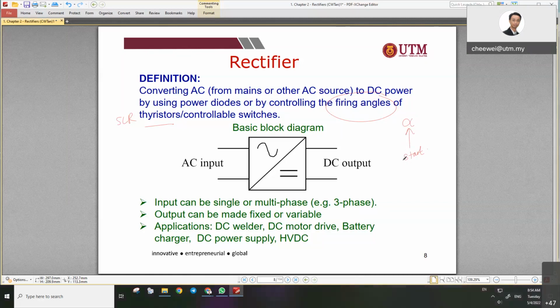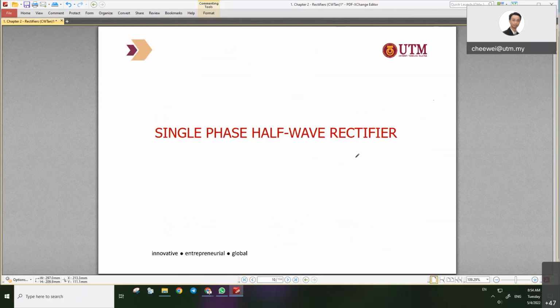What is the switch here? Thyristor. Can we control the diode? Cannot, because diode belongs to uncontrolled. So there is no firing angle for diodes. So the firing angle only appears for SCR. Remember, SCR is the semi-controlled power devices. So alpha is, let's have a look at the picture of alpha.